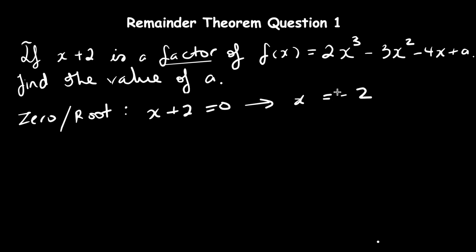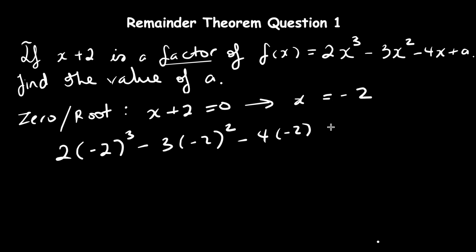All right, so that means that 2 times negative 2 cubed minus 3 times negative 2 squared minus 4 times negative 2 plus this a is equal to 0. We're all on the same page. All right, so what's our next step? Well, we're going to just evaluate what we have.